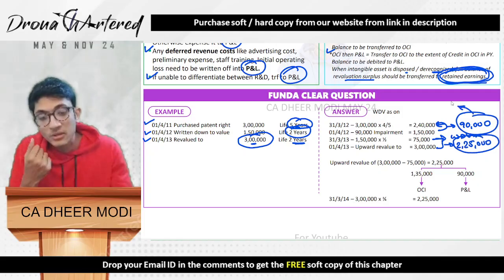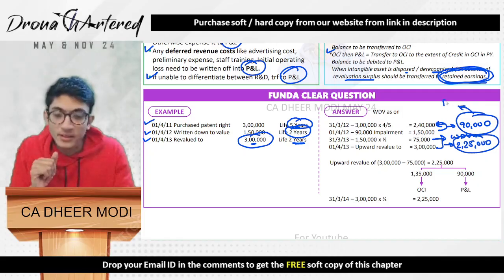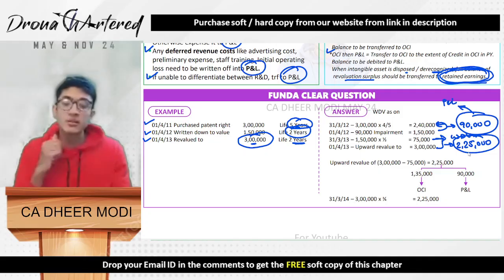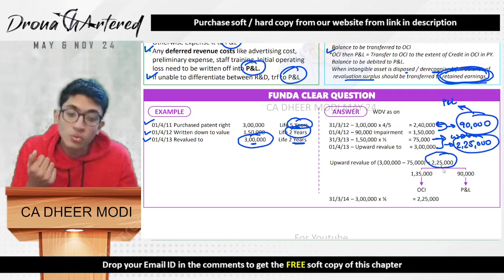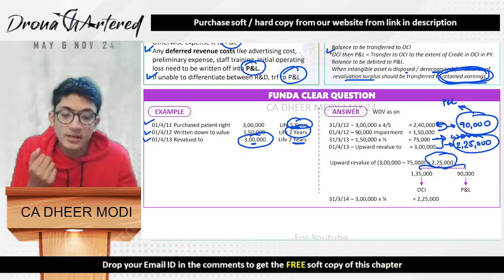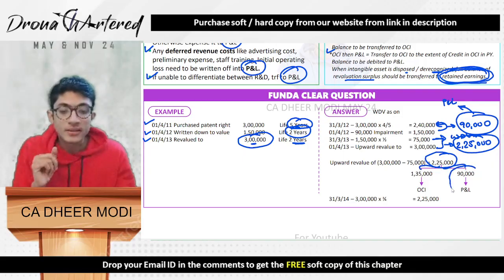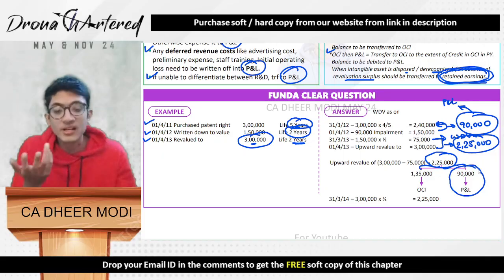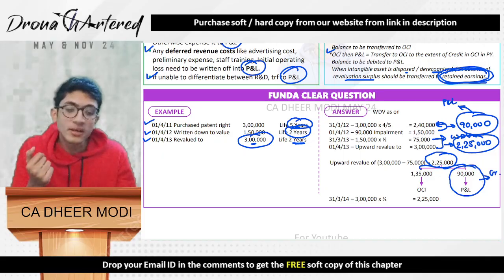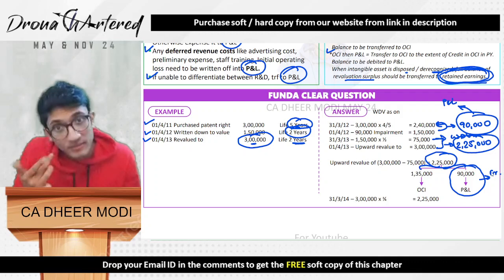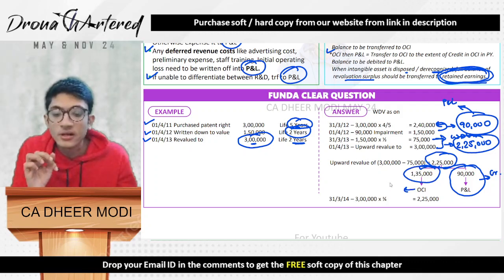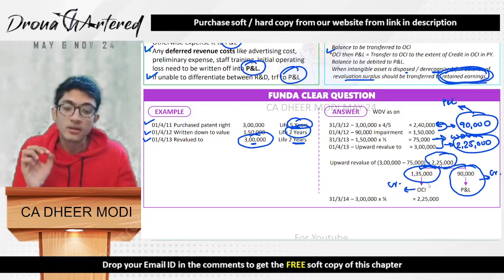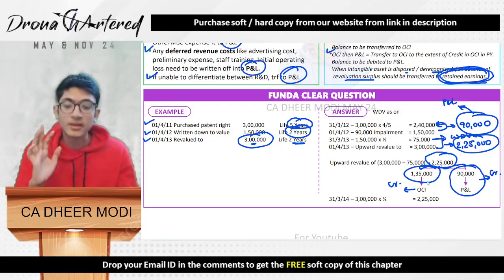This 90,000, where do you think we sent it? We sent it to PNL, correct? First time downward revaluation sent to PNL. So now this 2,25,000 is bifurcated into two. That is, first is 90,000 and second is 1,35,000. 90,000, since we had originally debited PNL, so now we will be crediting PNL with 90,000. That means we will be reversing the effect. And the balance 1,35,000 will be credited to OCI. Therefore, 1,35,000 will be sent to OCI.